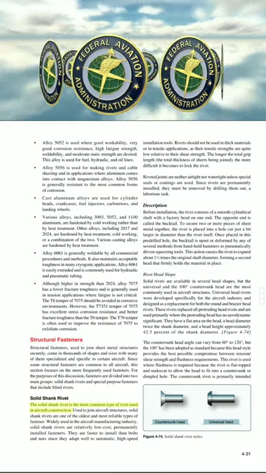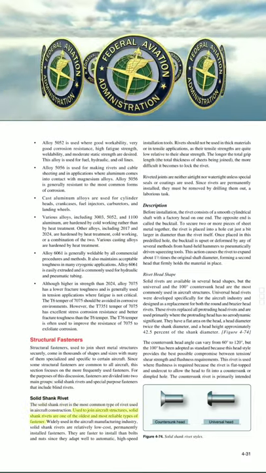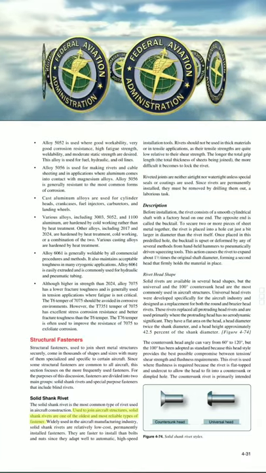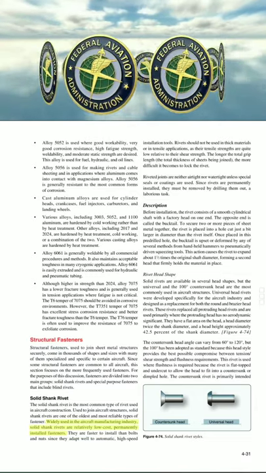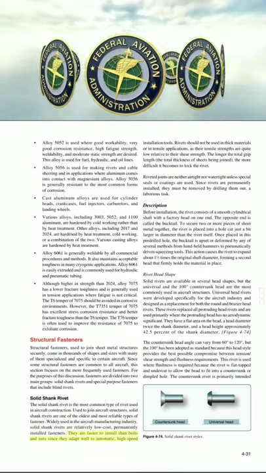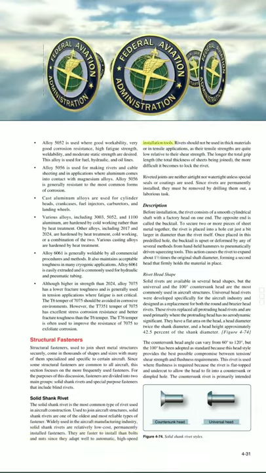Solid shank rivet. The solid shank rivet is the most common type of rivet used in aircraft construction. Used to join aircraft structures, solid shank rivets are one of the oldest and most reliable types of fastener. Widely used in the aircraft manufacturing industry, solid shank rivets are relatively low-cost, permanently installed fasteners. They are faster to install than bolts and nuts, since they adapt well to automatic, high-speed installation tools.